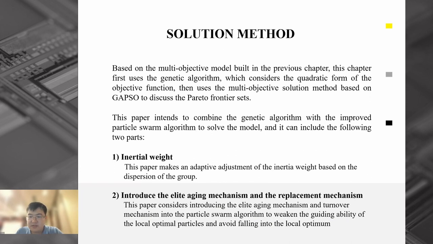And then is the solution method based on the multi-objective model built in the previous chapter. This chapter first uses the genetic algorithm, which considers the quadratic form of the objective function, and then uses the multi-objective solution method based on GAPSO to discuss the Pareto frontier sets. This paper intends to combine the genetic algorithm with the improved particle swarm algorithm to solve the model, which includes the following two parts. The first is the inertial weight. This paper makes an adaptive adjustment of the inertial weight based on the dispersion of the group. And the second, we made the improvement by introducing the elite aging mechanism and the replacement mechanism.